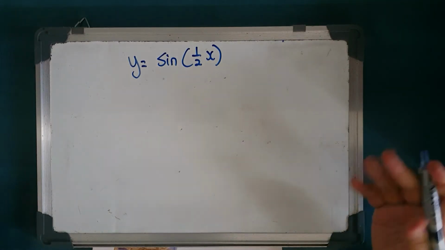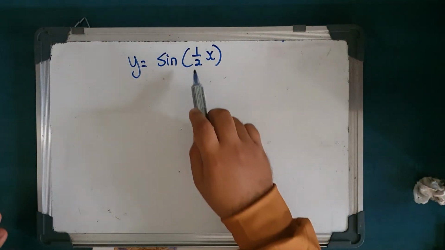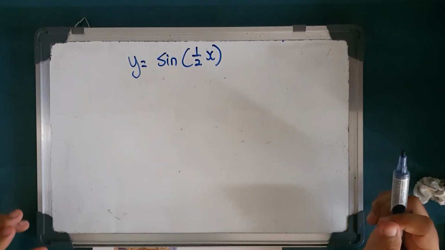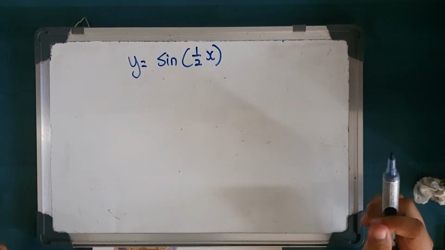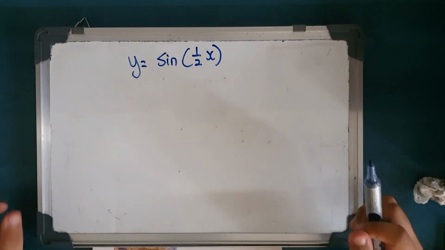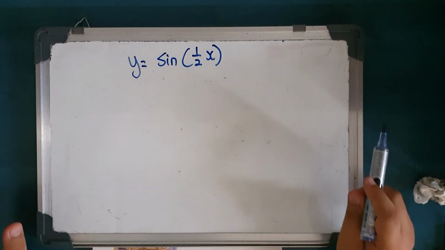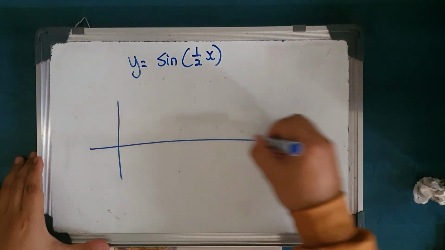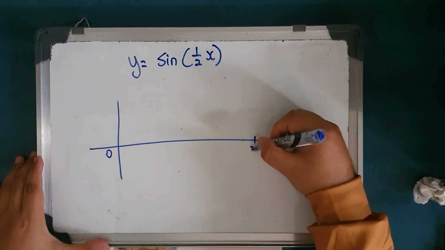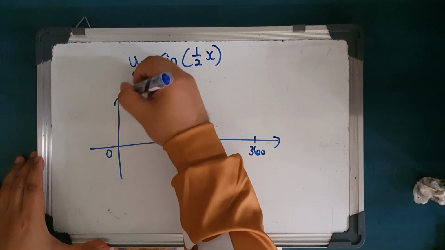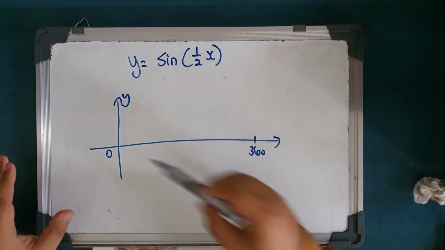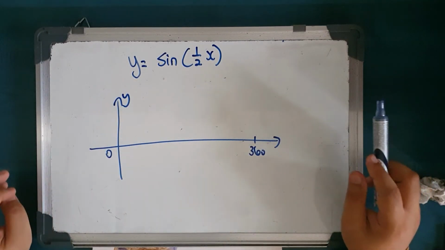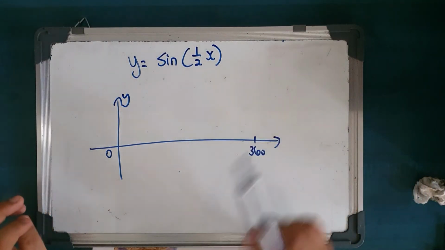Now, let me just demonstrate what happens if the number is a fraction. For example, half. How do you think our graph will look? Now we know if this was 2x, there should be 2 complete sine curves between 0 and 360. If this was sin 3x, there will be 3 complete sine curves between 0 and 360. How do you think a half will look?